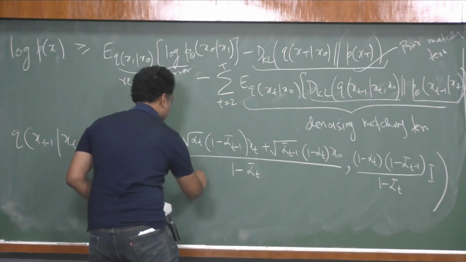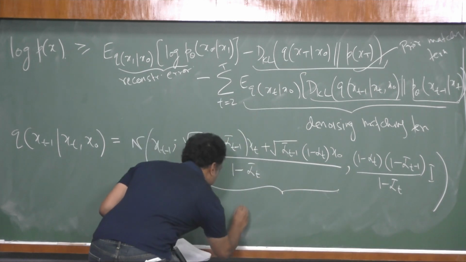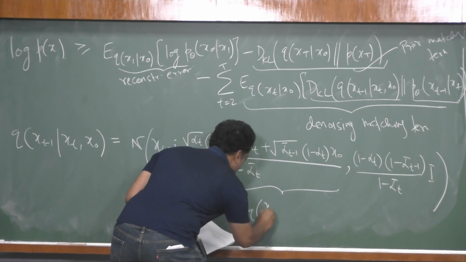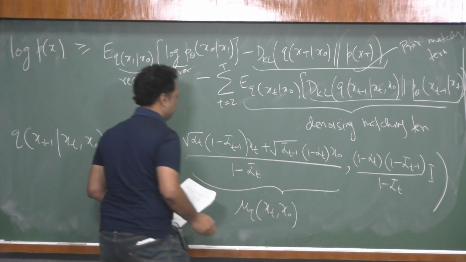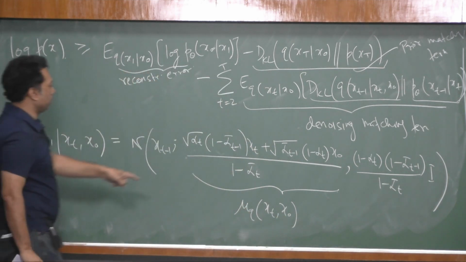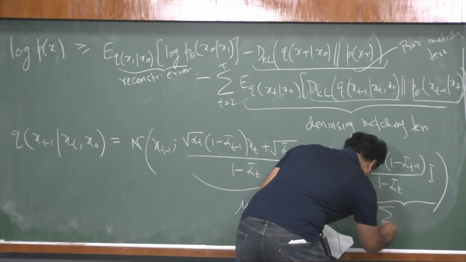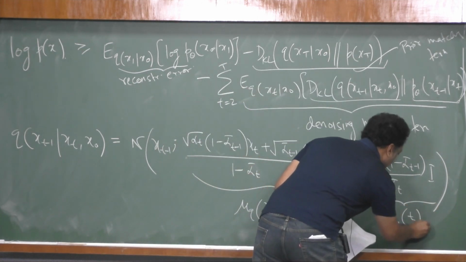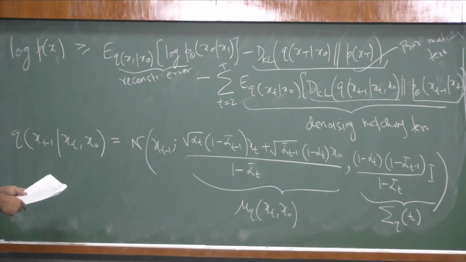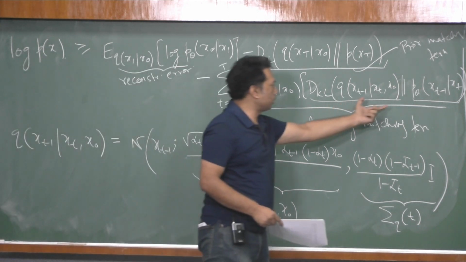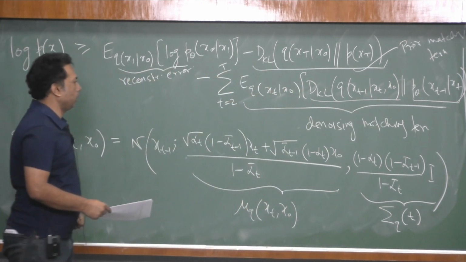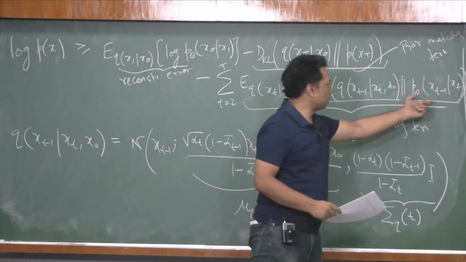So we had this as a mean. If we write this mean, we denote it as mu_q(xt, x0), since it depends on xt and x0 here. Okay, this is how the mean is, and then the variance, we denote it as sigma_q squared at t. Okay, so this is an expression we derived in the last class, and now obviously we are looking at this term here, where we ask what the KL divergence of this would be, and we also want to know what expression this has.